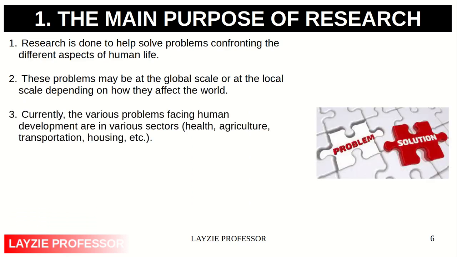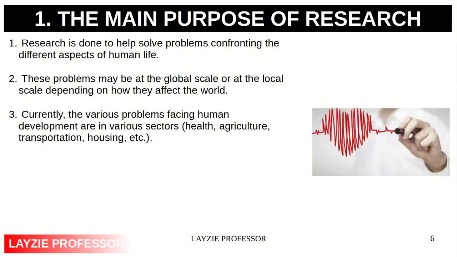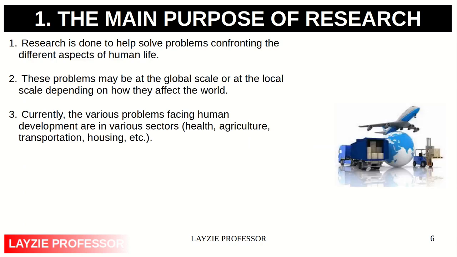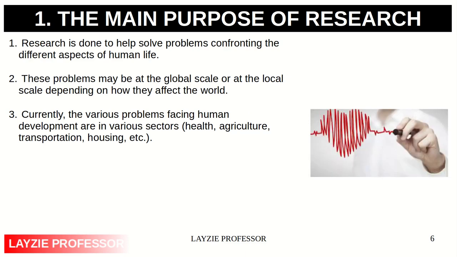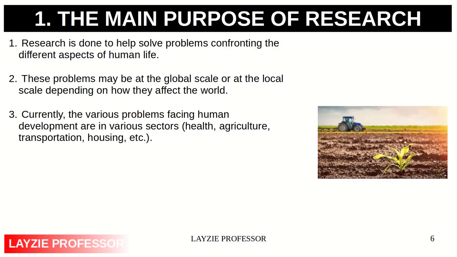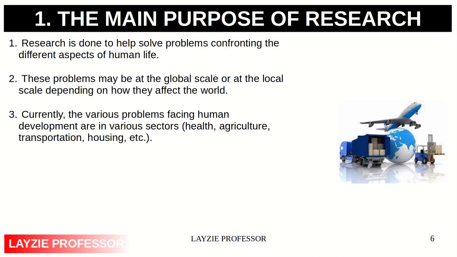Currently, there are various problems facing human development, and these problems are in various sectors such as health, agriculture, transportation, housing. So for health, for instance, there are so many different diseases that keep cropping up from time to time, which need solutions, which need preventive measures. We need even equipment for testing. Agriculture, there are so many different techniques which need to be developed to help us improve upon the yield of crops and all that.